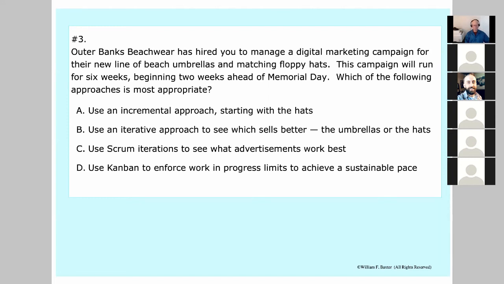Say C. You like C, that's what I like too. Scrum iterations to see which advertisements work best. Yeah, very good. So it seems pretty clear to me that those beach umbrellas and flappy hats are intended to be sold together. So we're not really going to be seeing which one sells better. We want to do these cycles of advertising to see what works better, and the Scrum iterations are consistent with that.